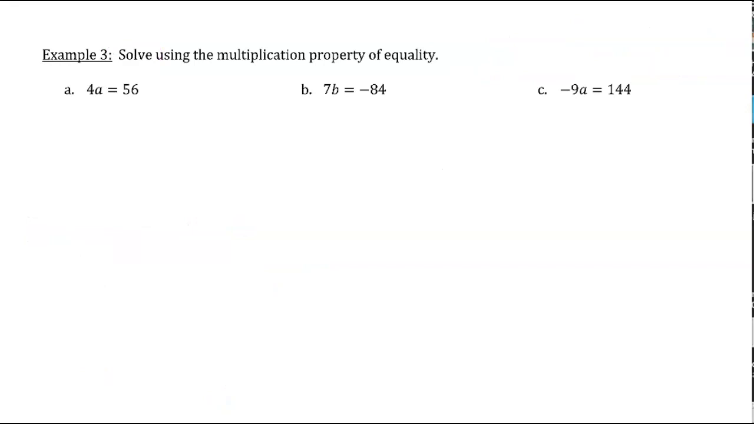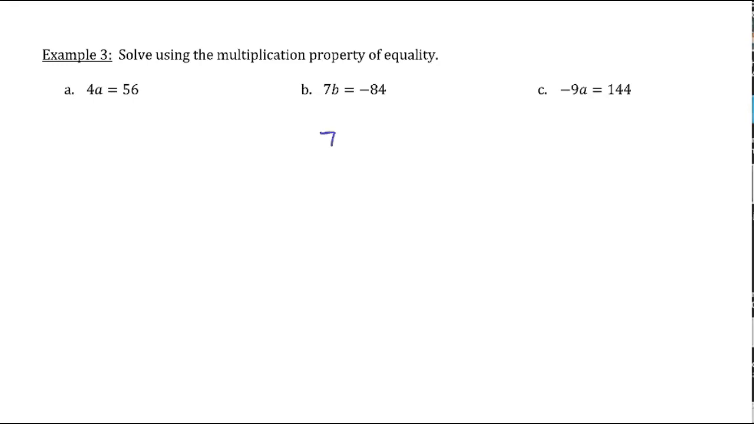Notice that example 3 has the same instructions. We're going to solve the equations, and we're going to use the multiplication property of equality. That means we're going to multiply both sides of the equation by a non-zero number that's going to help us isolate that variable, help us solve for that variable. Let's look at part B. I'll leave A for you.